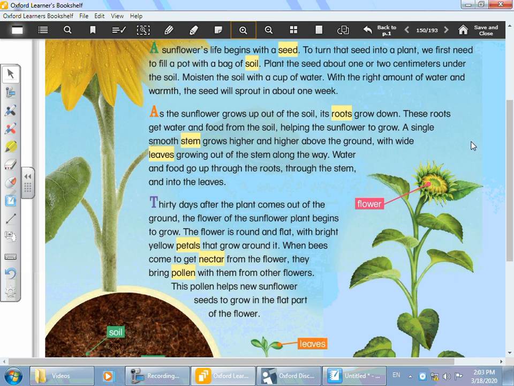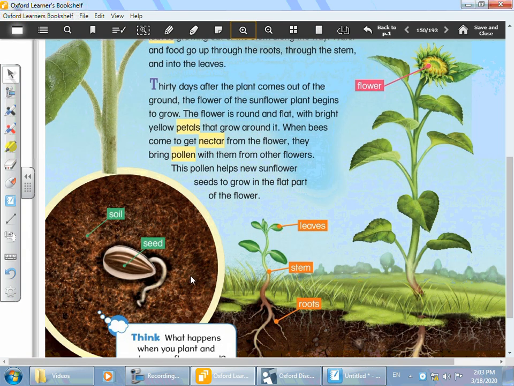A single smooth stem. Here, a single smooth stem. Okay, so just one stem. What happens? A single smooth stem grows higher and higher above the ground. So it starts to grow higher and higher above the ground with wide leaves. See the leaves? It's wide. With wide leaves growing out of the stem along the way.